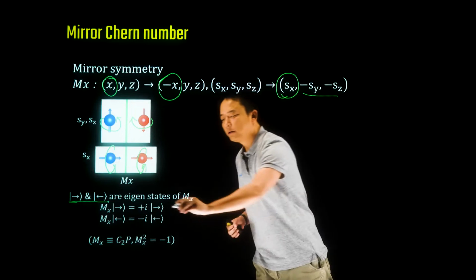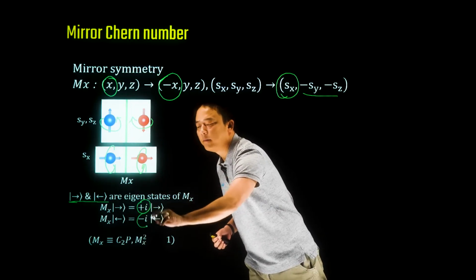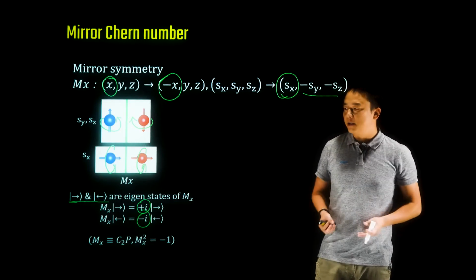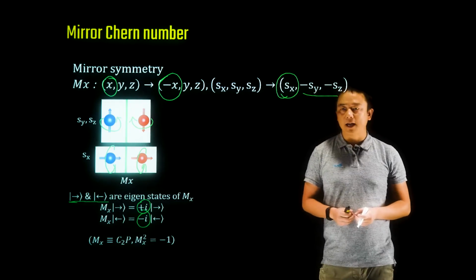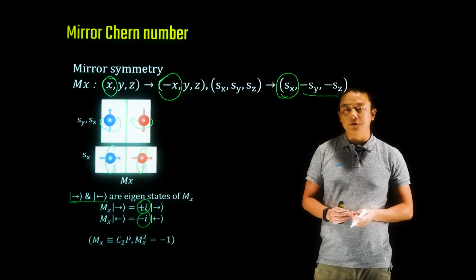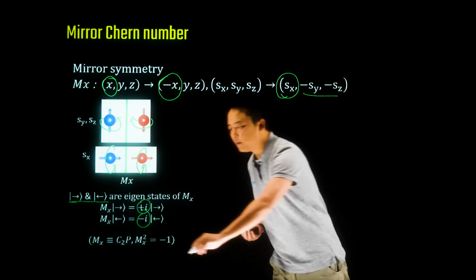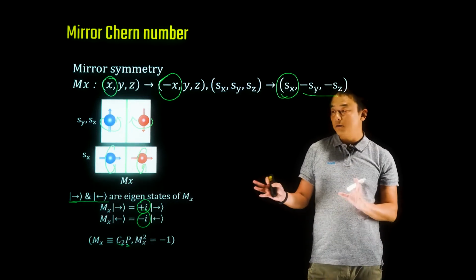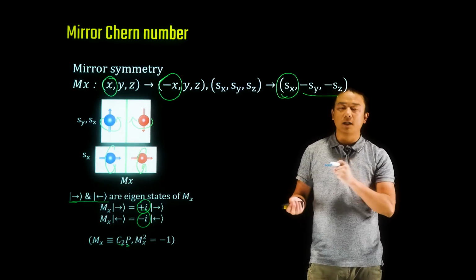And then they will have different mirror eigenvalues, plus i and minus i. Actually, you see this imaginary number. We can understand it from here. The mirror symmetry can be regarded as a combined C2 rotation with inversion. Inversion will do nothing to spin. After inversion, spin does not change.